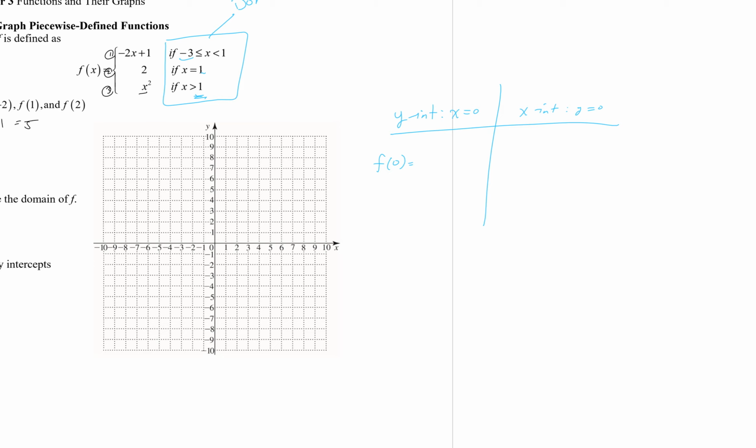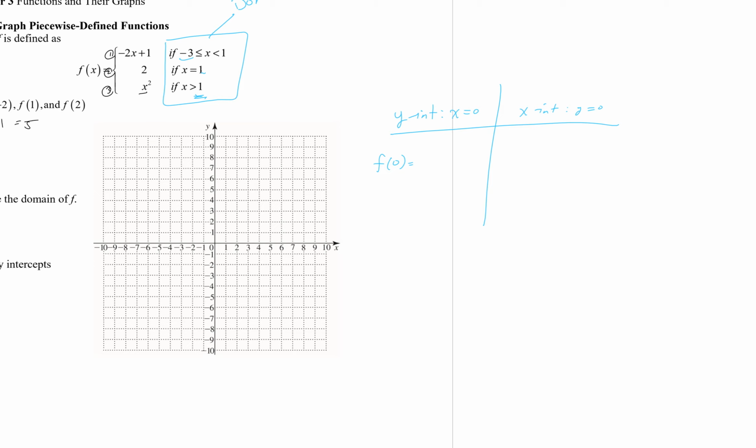So then I'm going to plug it in. By the way, sometimes it won't even have a y-intercept. Suppose it says x is greater than 1, and that's it. There's no way x is less than 1, and you cannot plug in 0. Then it doesn't have one. It doesn't need to have one. In this case, it does.